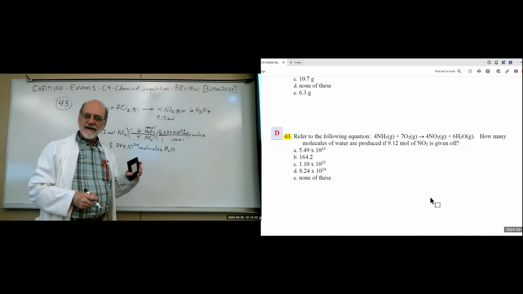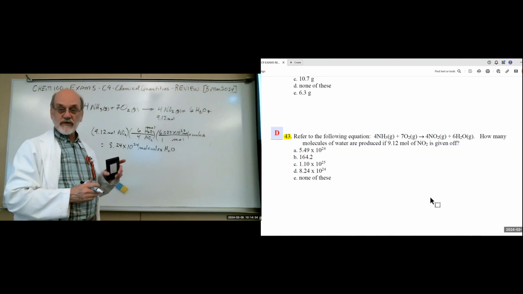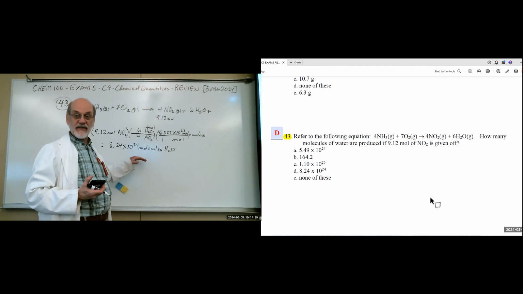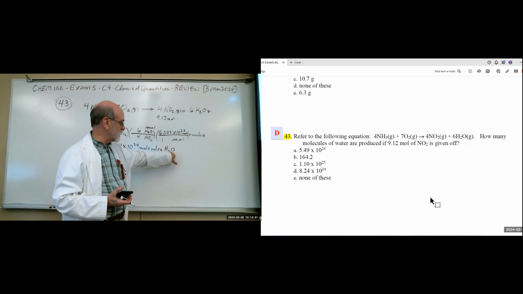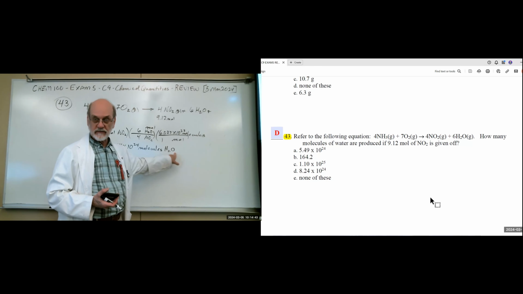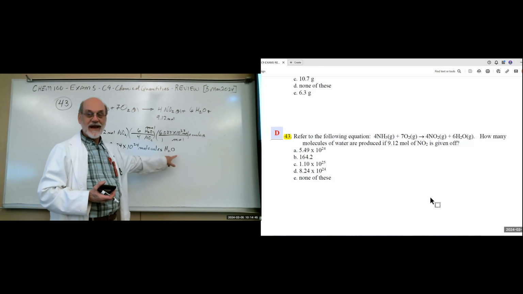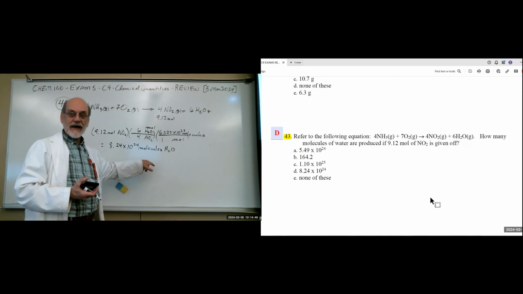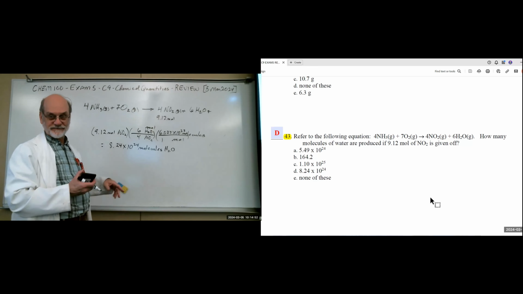How many atoms of oxygen are represented by that many molecules of water? Exactly the same, because for every one of these, you have 1 oxygen. How about hydrogen? For every one of these, you have 2 hydrogens. So the hydrogen atoms would be twice that.